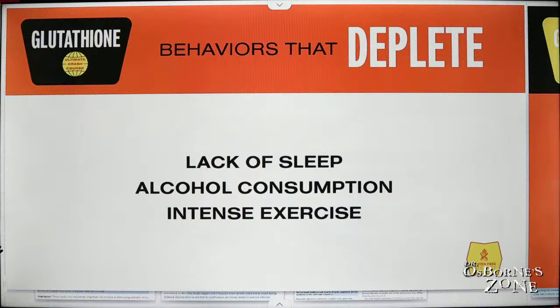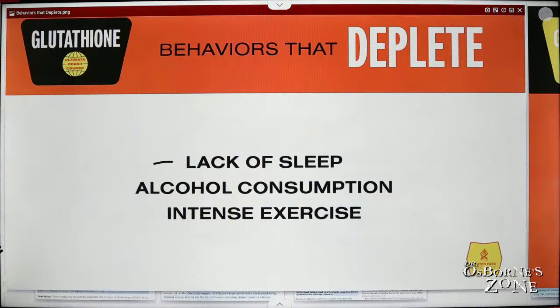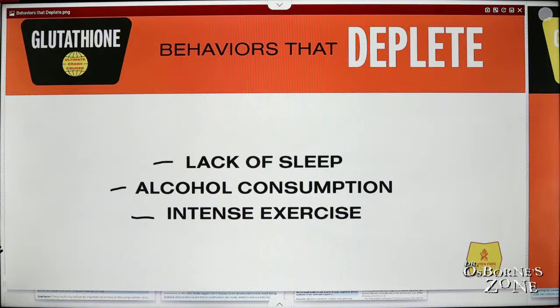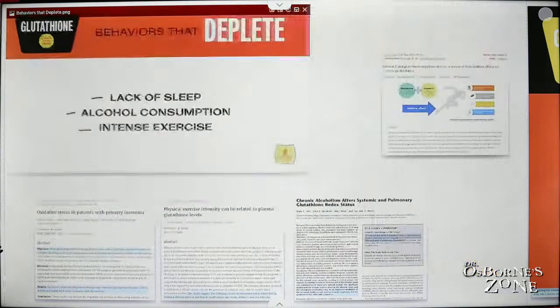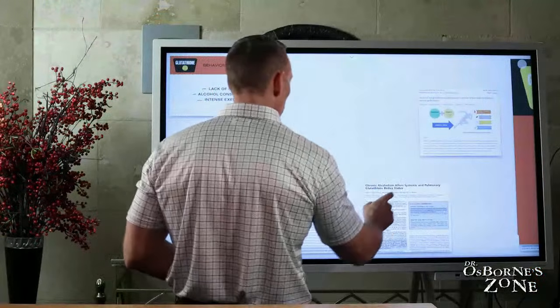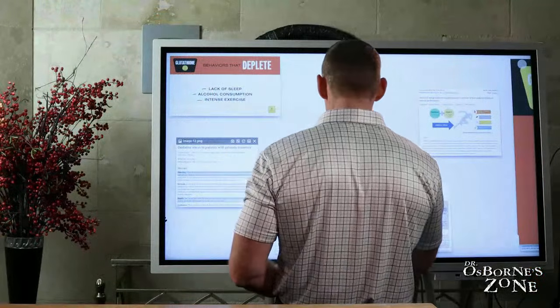But certain behaviors deplete glutathione. One of them is lack of sleep, another is alcohol consumption, and another is high-intensity exercise. So maybe many of you are trying to take good care of yourself and you're exercising very intensely. Pay attention, because although exercise is good for you, high-intensity exercise will deplete your glutathione and put you at risk. So let's talk a little bit about some of these things here.